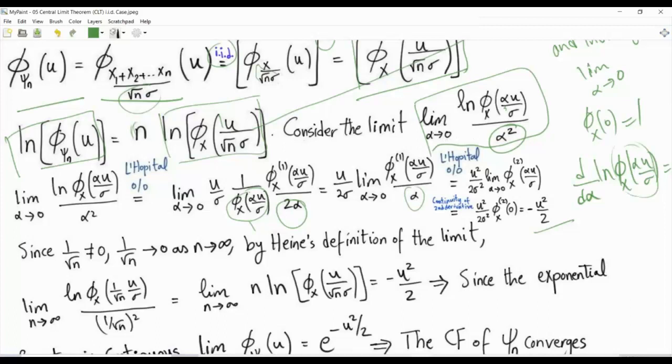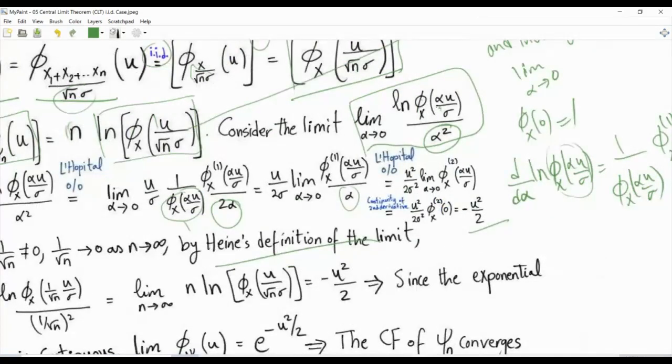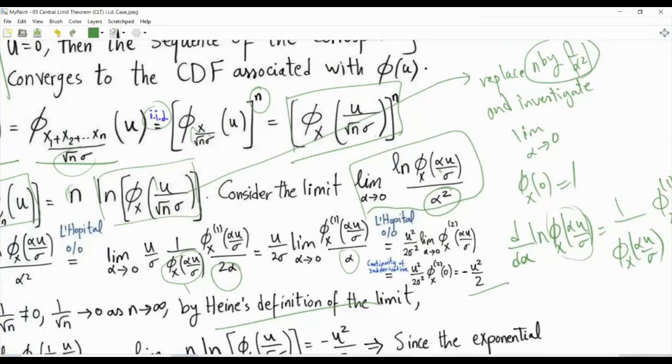2. So if we study this limit with the continuous parameter alpha, the limit exists and it is equal to minus u squared over 2. But remember, our original limit is the limit as n goes to infinity. So by Heine's definition of the limit, if you have a continuous variable like this and the limit exists, then if you replace the continuous variable by any sequence going to that limit, then the limit holds. Okay, so alpha tends to 0. Now replace alpha by 1 over square root n, right? So it will go to the same limit, which is minus u squared over 2.